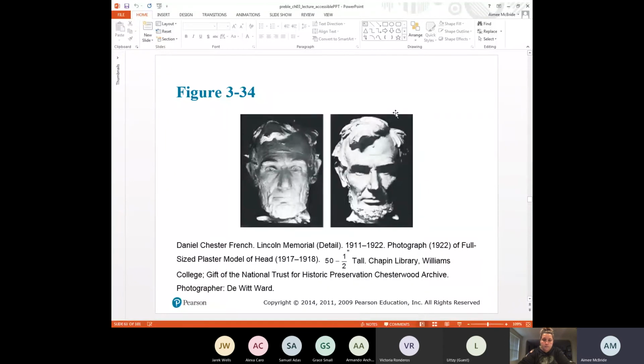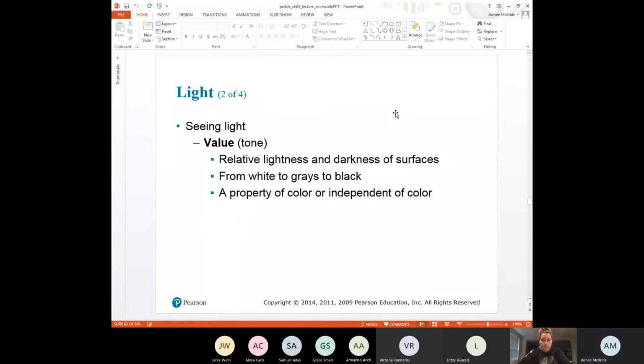And once again, this is just a study on light, pretty much, and the difference that lights and darks can make. Seeing light is called values or tones. It's referring to the relative lightness or darkness of an object. The image of Abraham Lincoln that we just looked at, the second one had a strong value, whereas the first one did not, which is why he looks just goofy to you.